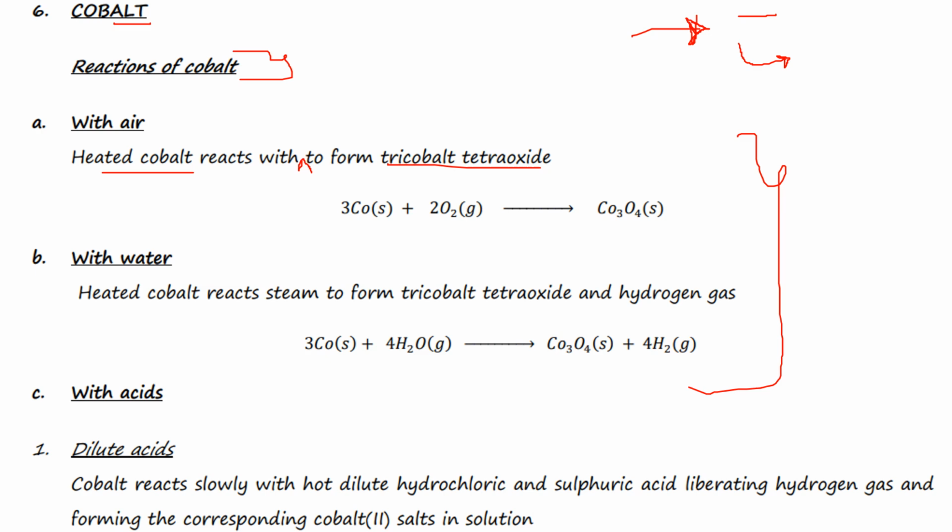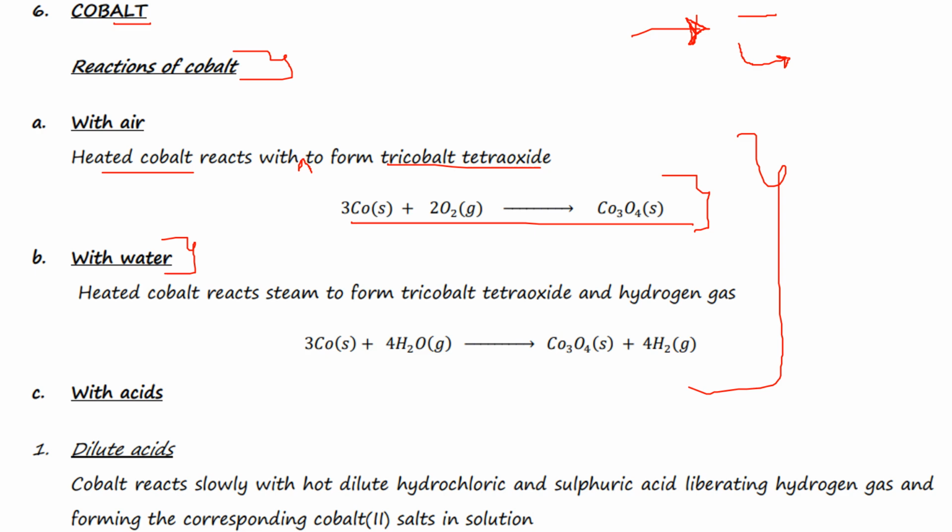And the balancing is going to be the same as that one of iron, because also when we heat iron in oxygen we get tri-iron tetraoxide, and the same applies to cobalt. So when you heat cobalt in air, you are going to get tricobalt tetraoxide, and that is done in presence of sufficient oxygen.